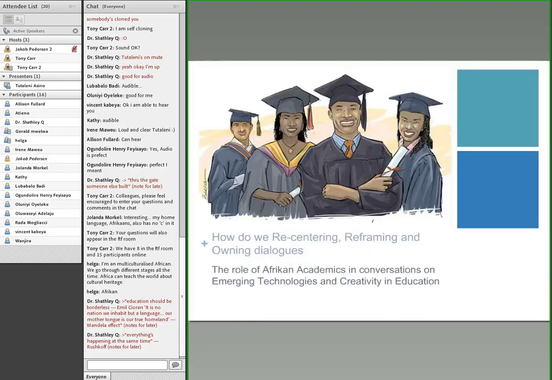So the theme here of what I'm hoping will be a dialogue, knowing that I've been talking for way too long and for us not really having a conversation, is how do we re-center and reframe and own some of these dialogues so that we are not constantly being positioned as recipients of solutions, but rather, what's more accurate, active contributors to the global narrative on the transformation of education.